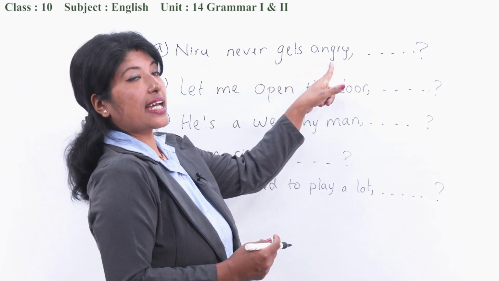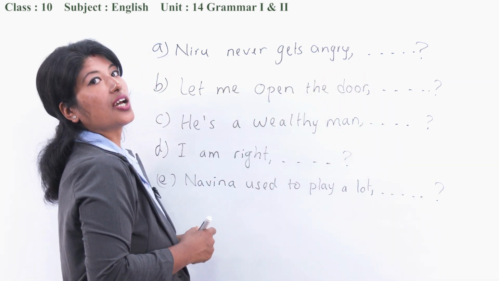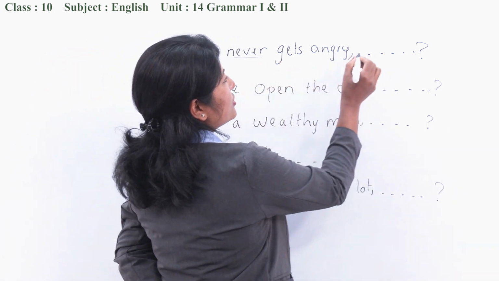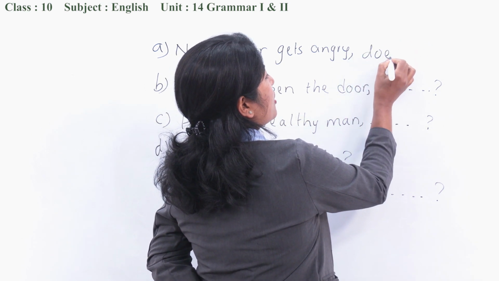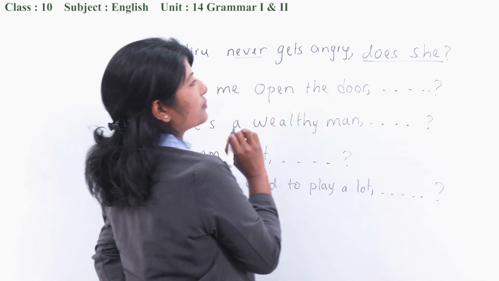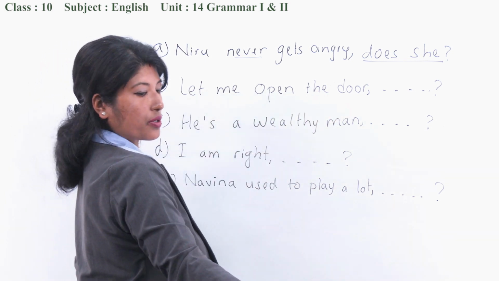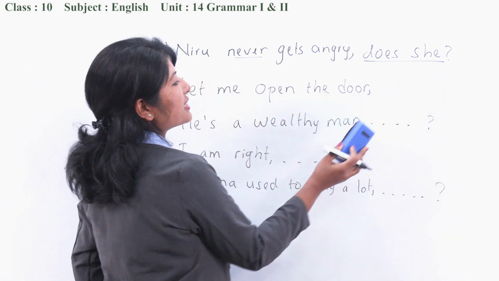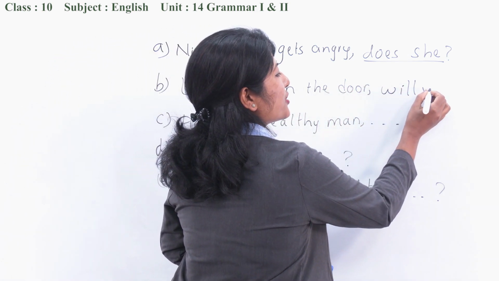Niru never gets angry. What do you think the tag that can be added? Yes. Does she? Never is already there. So we need a positive tag, that is does she. Okay. Let me open the door. Okay, what do you think? Let me mean, it's not let's. So what will be the suitable tag for this? Will you?